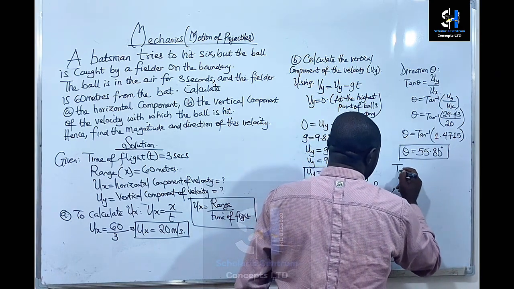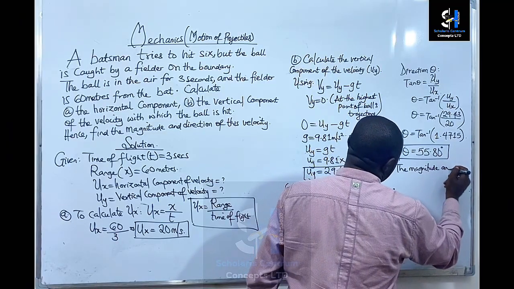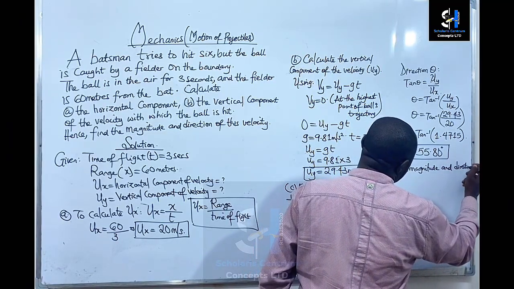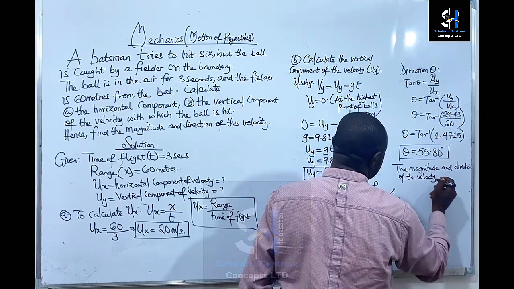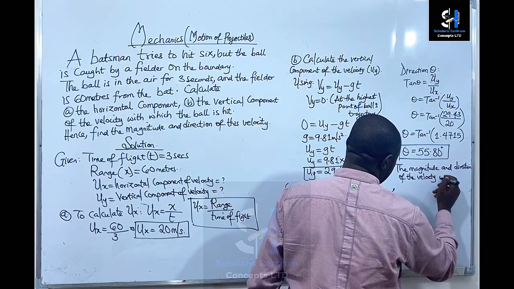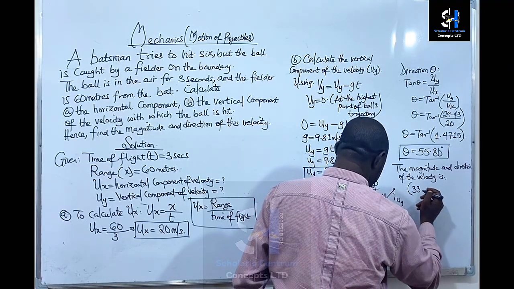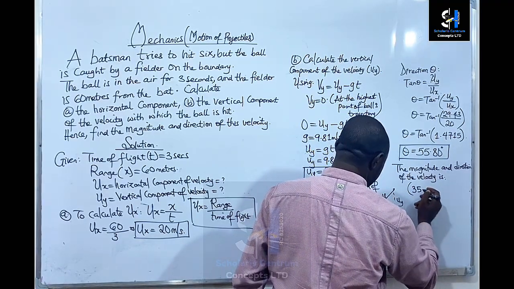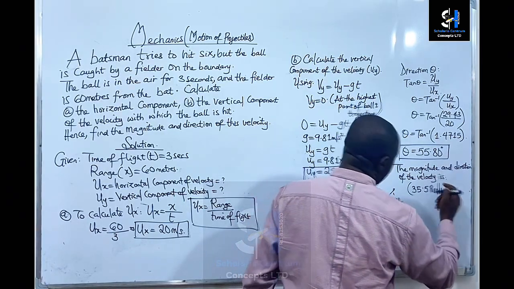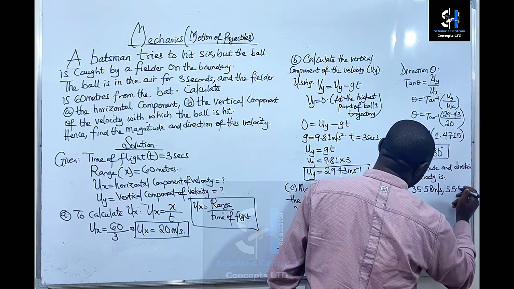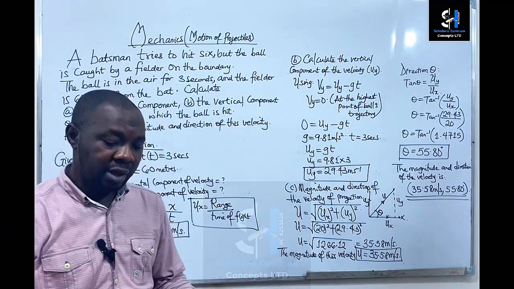So the magnitude and direction of the velocity are: the velocity is 35.58 meters per second, and the direction is 55.80 degrees. This is the final answer.